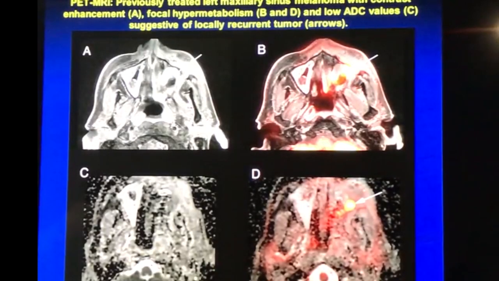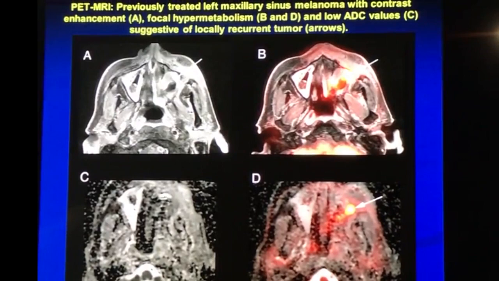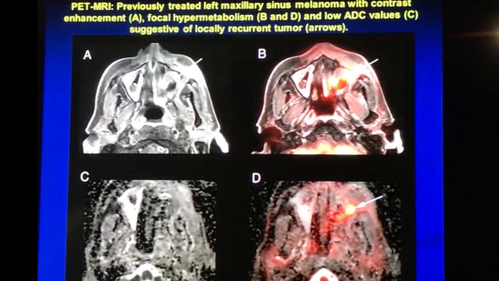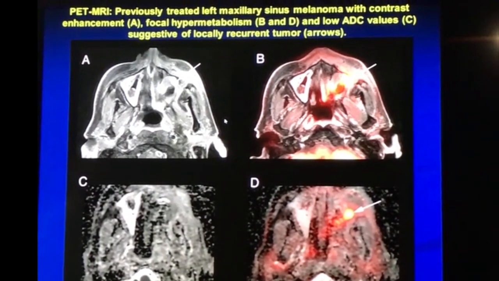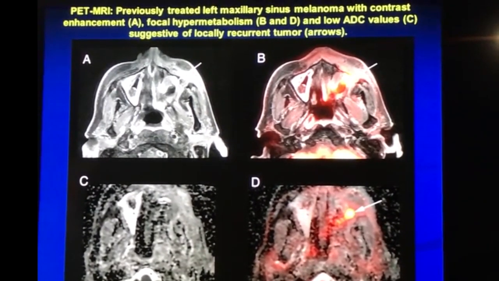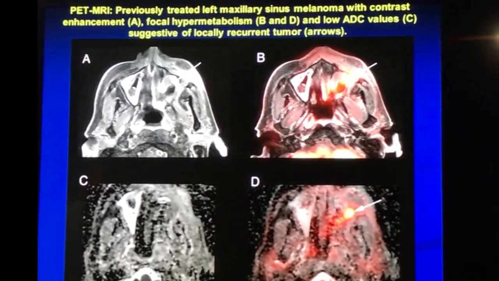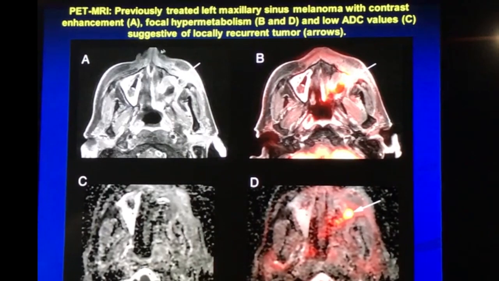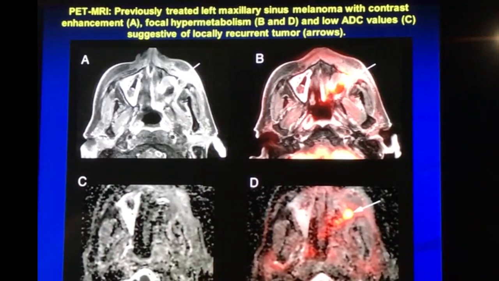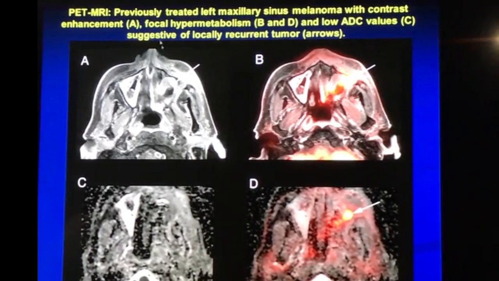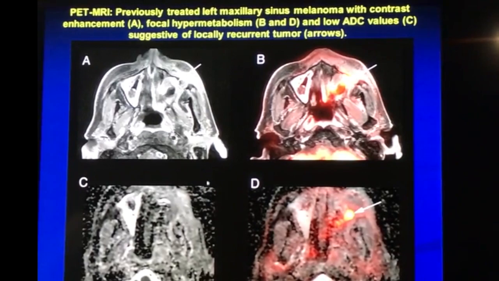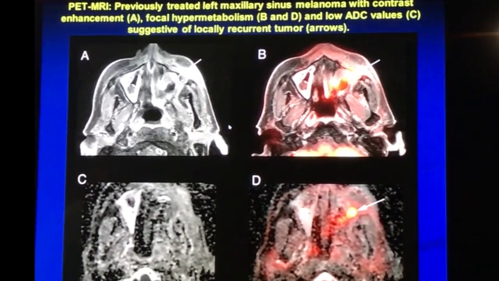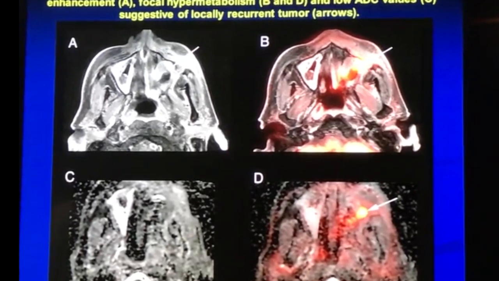And lastly, you have this example of melanoma involving the left maxillary sinus that had been treated in the past, and an MR showing suspicious contrast enhancement. Then we combine it with PET MR, and you see intense focal hypermetabolism in that same area of enhancement with corresponding low ADC values, findings that are highly suggestive of locally recurrent cancer.